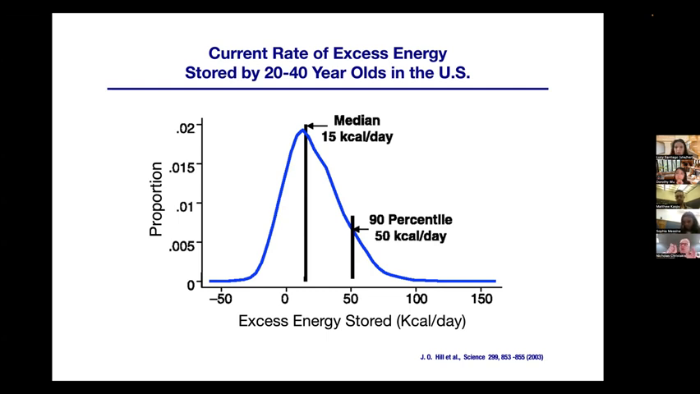That corresponds to your conventional notion of calories. The average person is eating 15 calories extra per day. And at the top of the distribution, the 90th percentile, 10% of Americans are eating 50 calories more per day. So this figure shows the median of the distribution of estimated energy accumulation that accounts for the observed weight gain of about 2 pounds per year in Americans 20 to 40 years old.